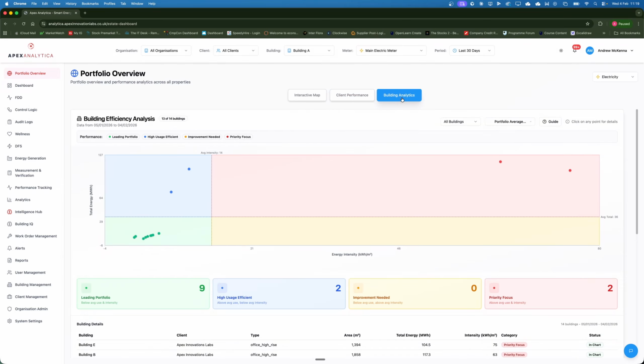Next, we move into building analytics. Now, building analytics gives us a relative scale based upon, again, energy use intensity. And the reason this is powerful is because what we're trying to understand from a client-wide perspective is how well is my particular building doing relative to the rest of the portfolio.